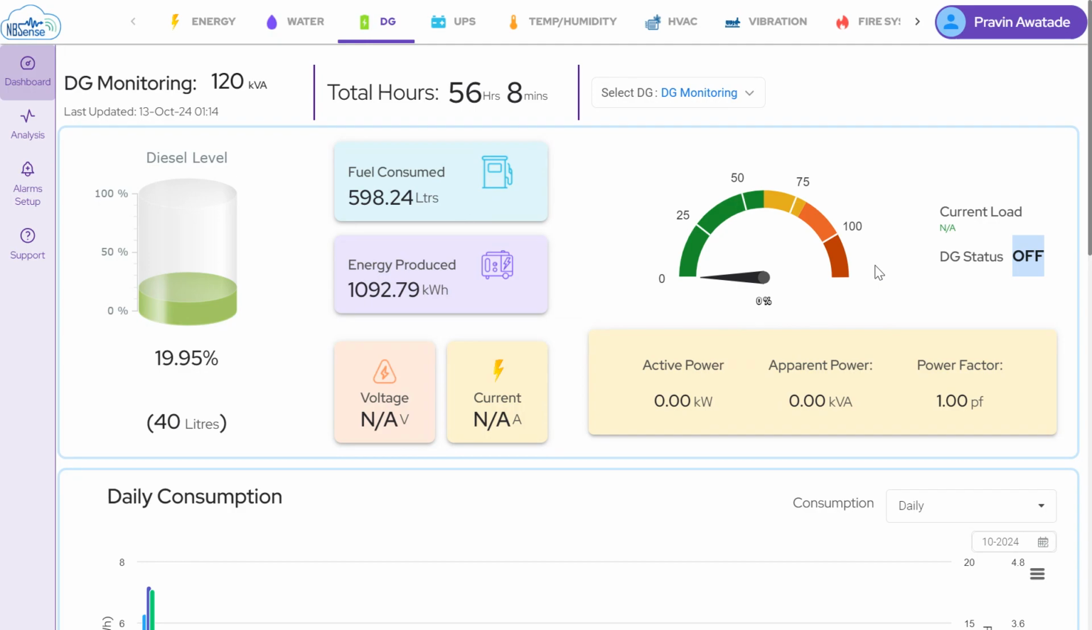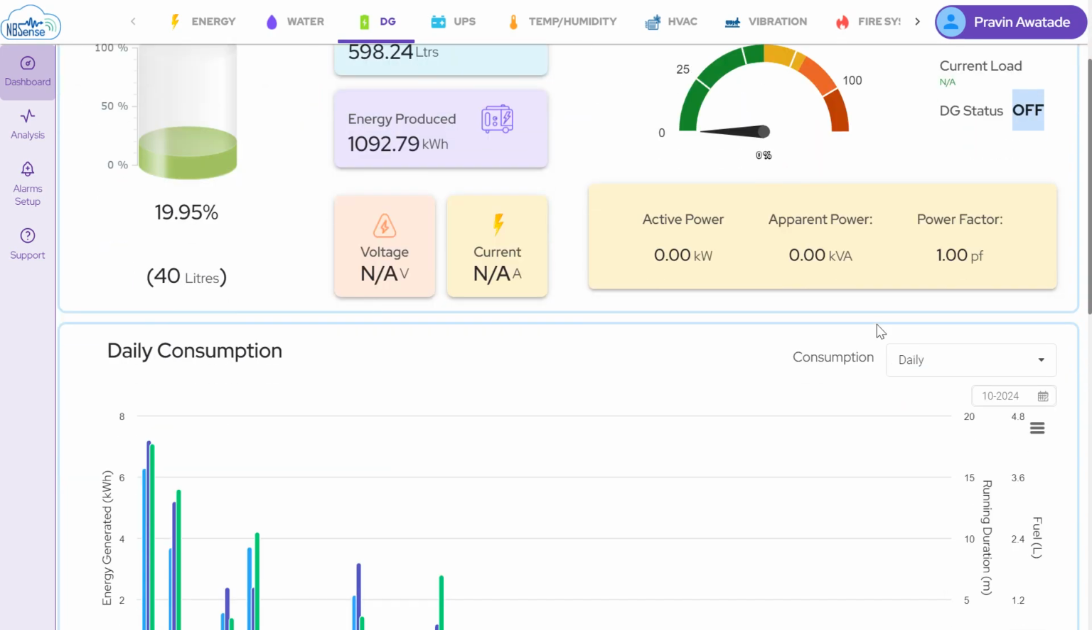Once it starts or comes on duty, it will start to show its loading in terms of kVA and in terms of percentage. From that we can figure out the percentage loading presently, on a real-time basis, on the diesel generator. Once the DG has started, the voltage and current will be detected and shown as real-time values, along with the active power, apparent power, and power factor. Once it starts to operate, this shows here automatically.